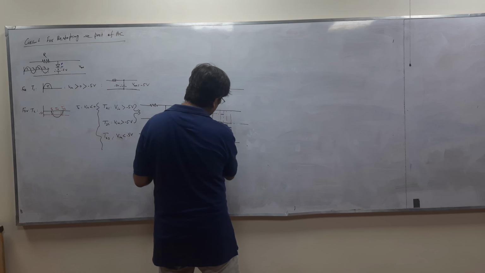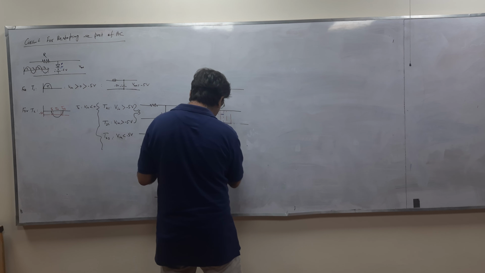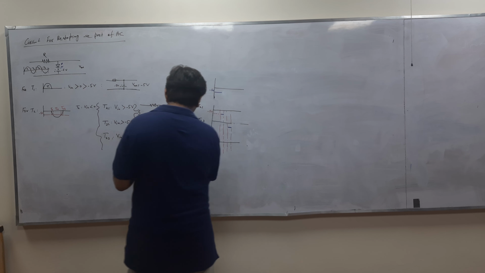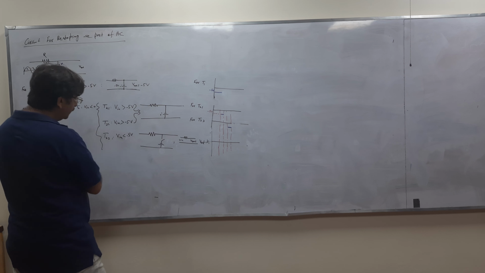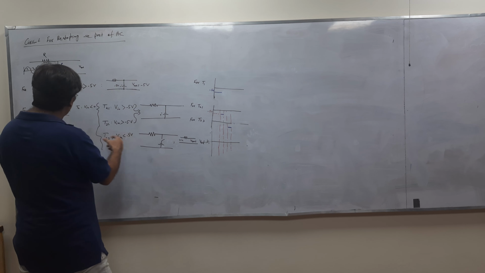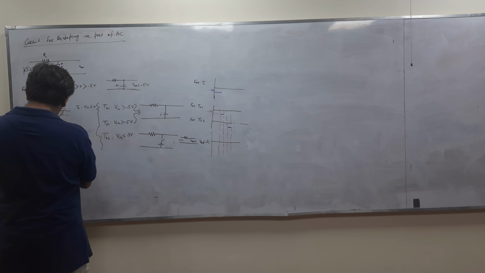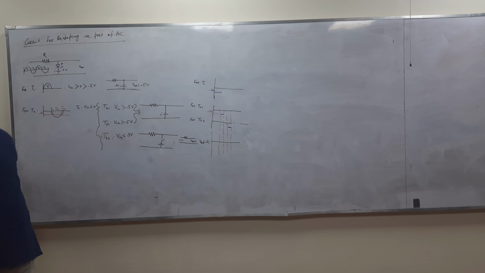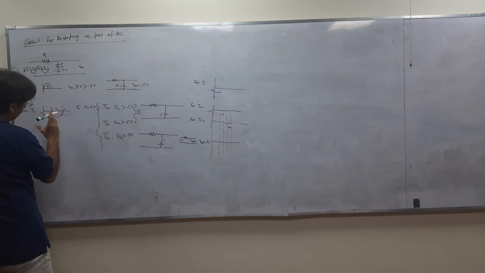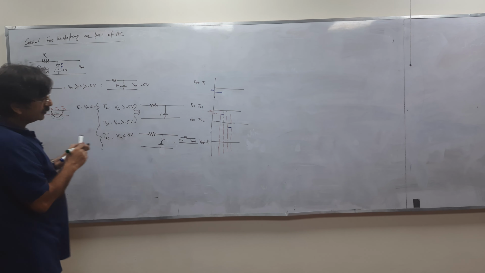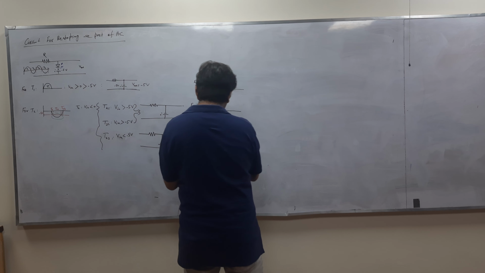Okay, the curve will be V out will be, because what was V out? V out will be like a V in, that is this part. Okay, that will be like this.